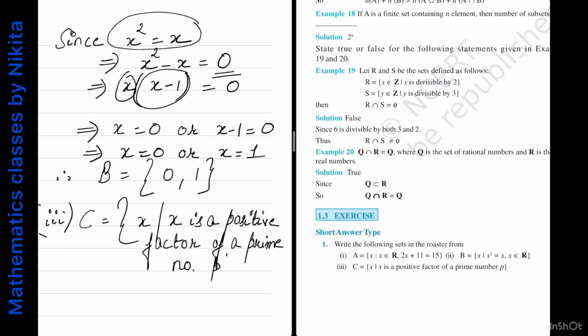Now I have told many times in my videos what a prime number is. A natural number p greater than 1 is said to be a prime number if it has exactly two factors, 1 and the number itself. So for example, 2 is a prime number because 2 has only two factors, 1 and 2. Then 3 is also a prime number because it has only two factors. Factors are also known as divisors, 1 and 3.